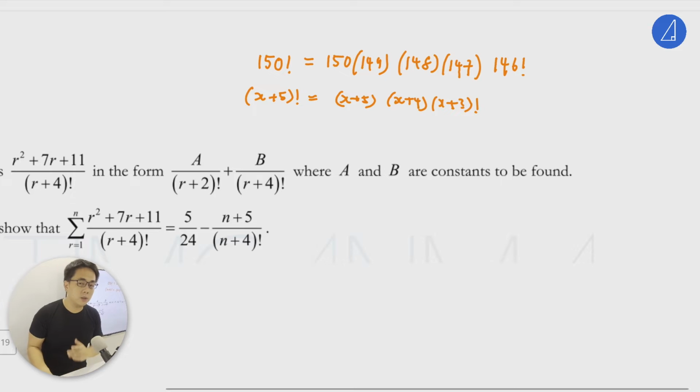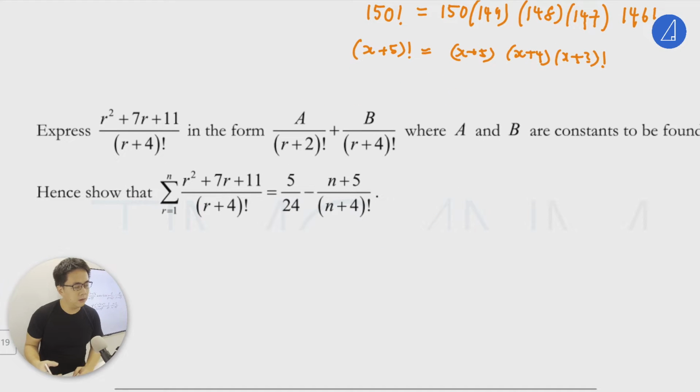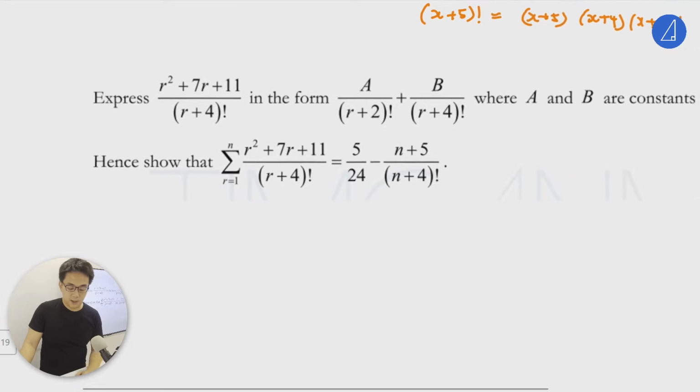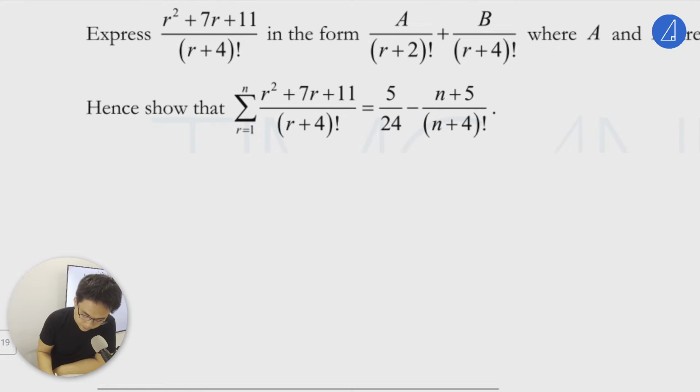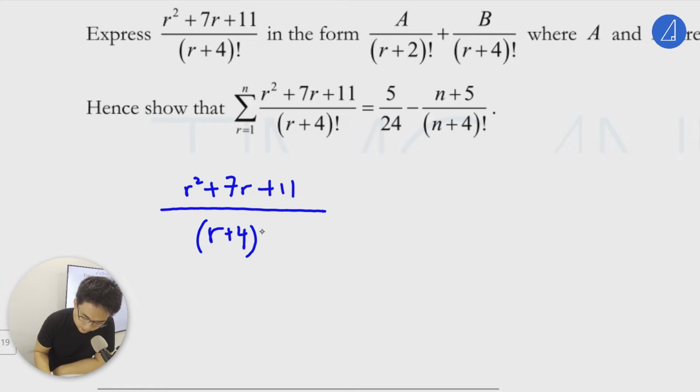It's a pity because in O level we used to have factorial, but they took out quite a bit of it. So that's why now when you come to JC, you're expected to know. So many more to come, like the modulus function, all of this used to be in O level. So the first thing is we have r squared plus 7r plus 11 over r plus 4 factorial.